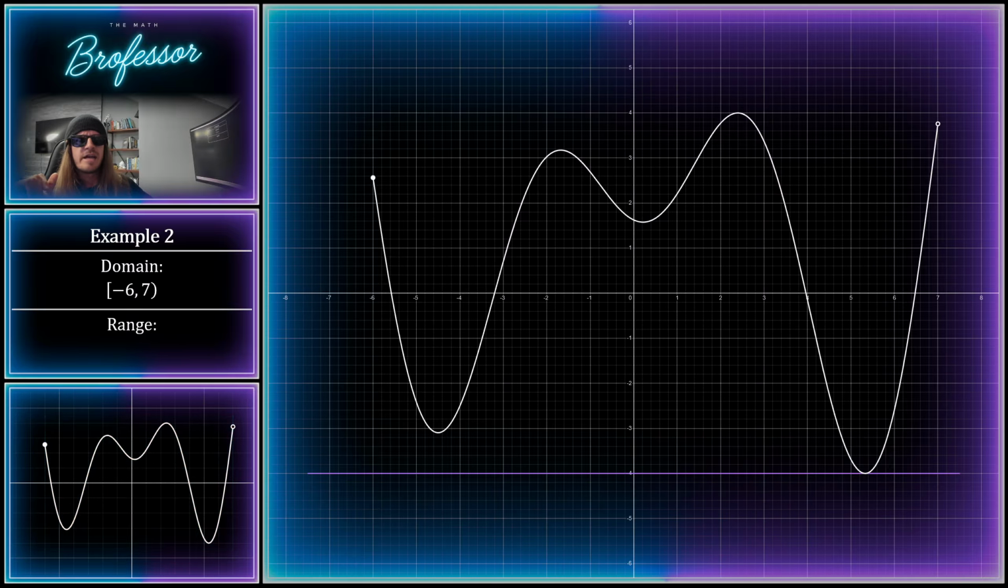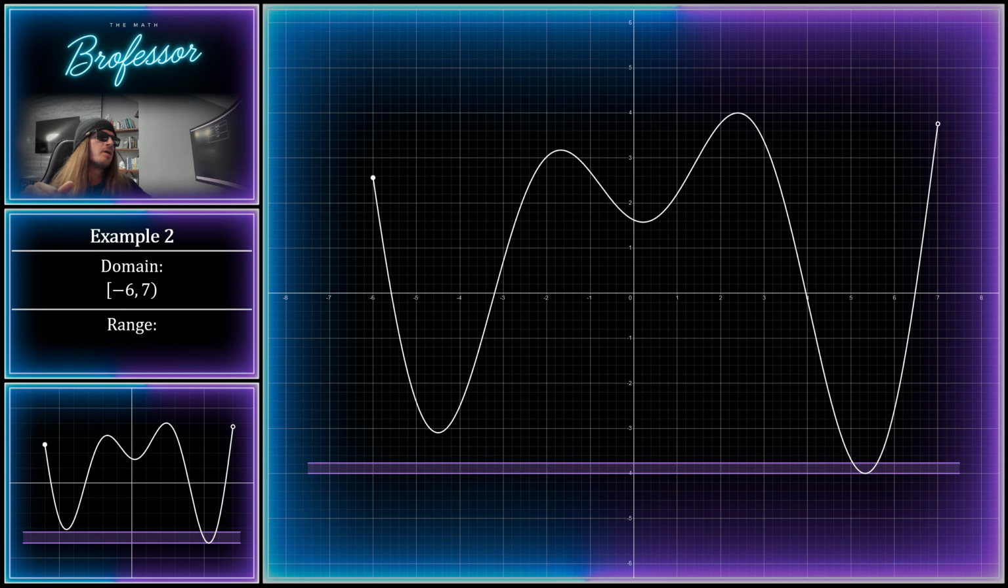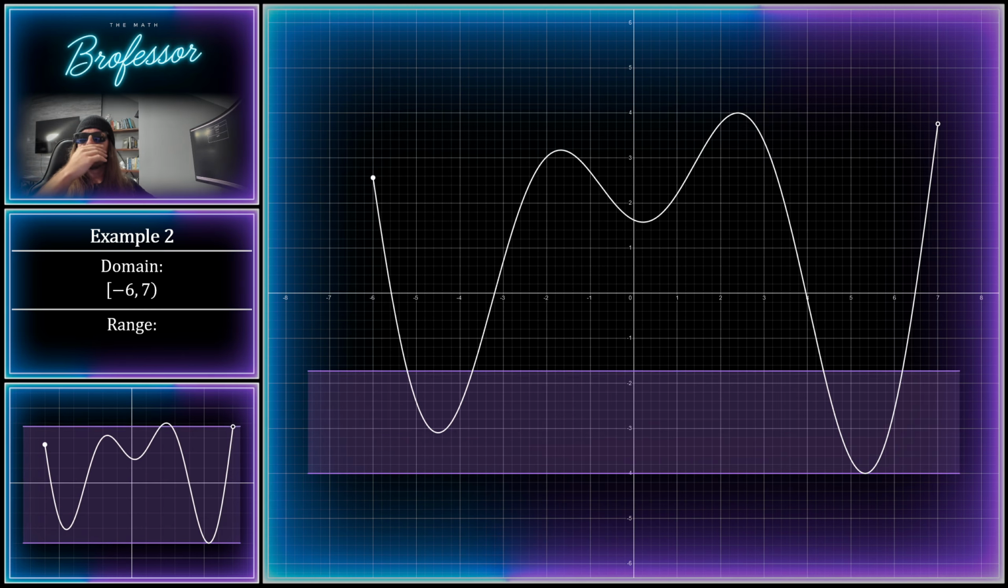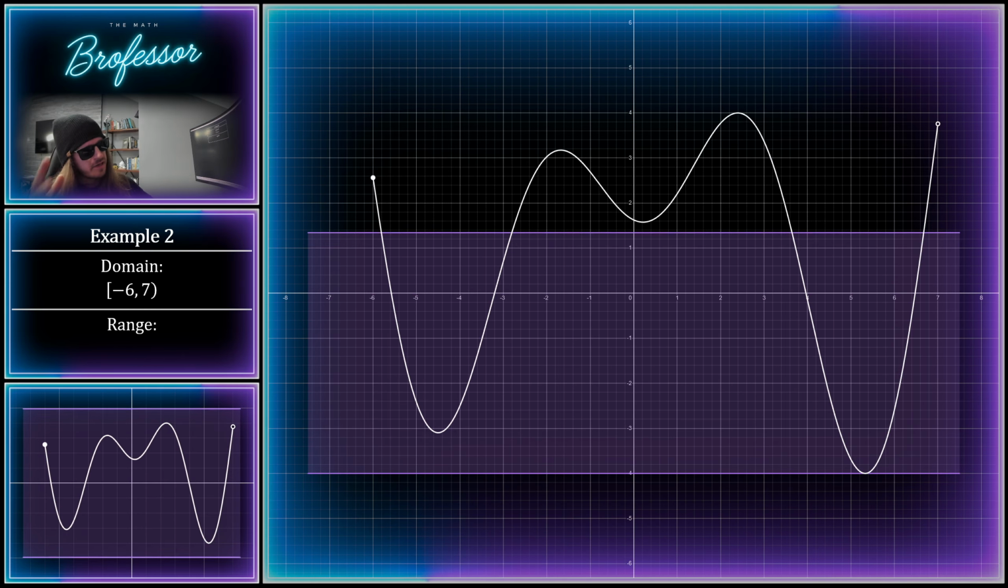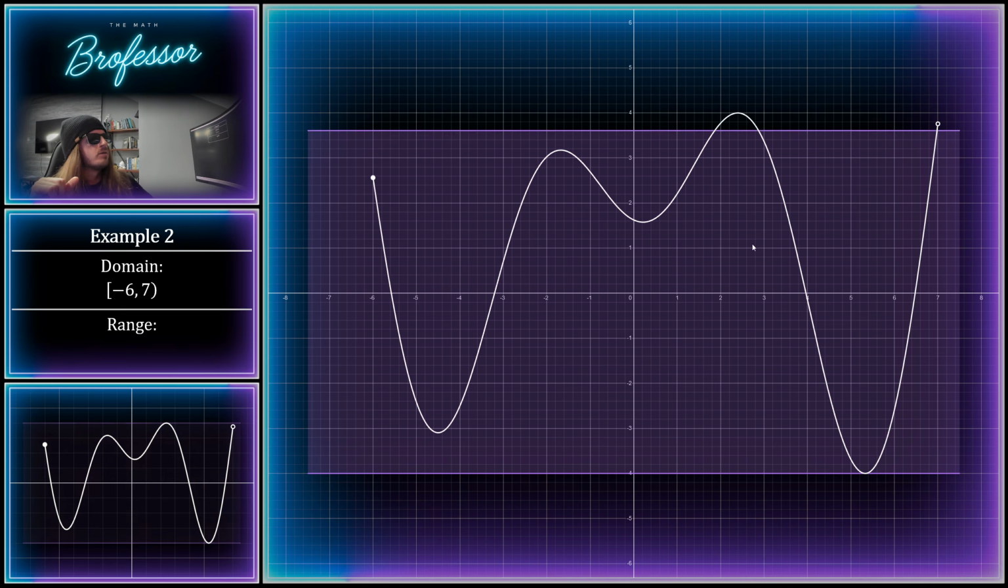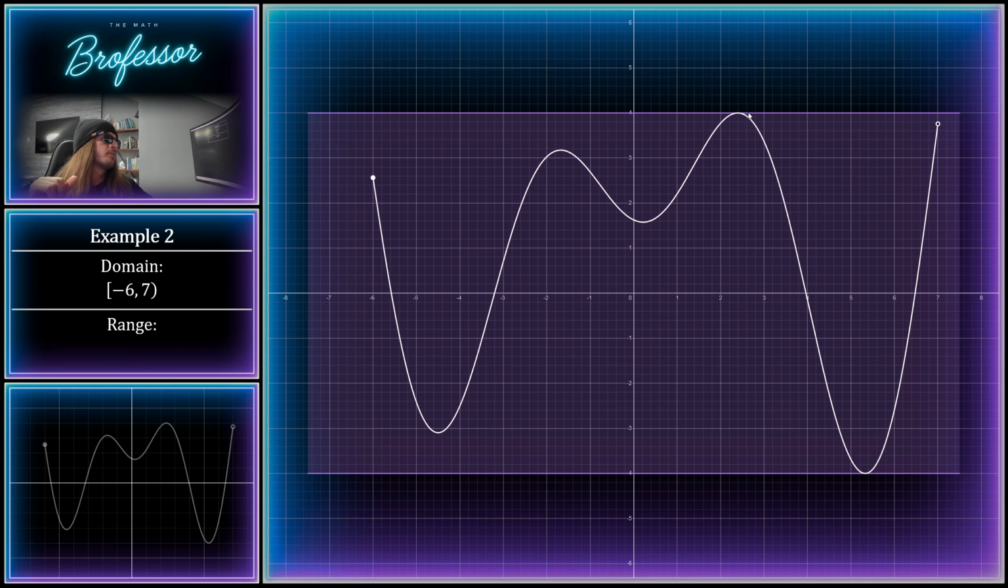Good. Let's keep scanning up. We'll scan up to the top of this graph. Where's the maximum of this graph? What do you think? Well, the maximum is at +4. And it does make contact. There's a dot. So our range here is from -4 to 4.